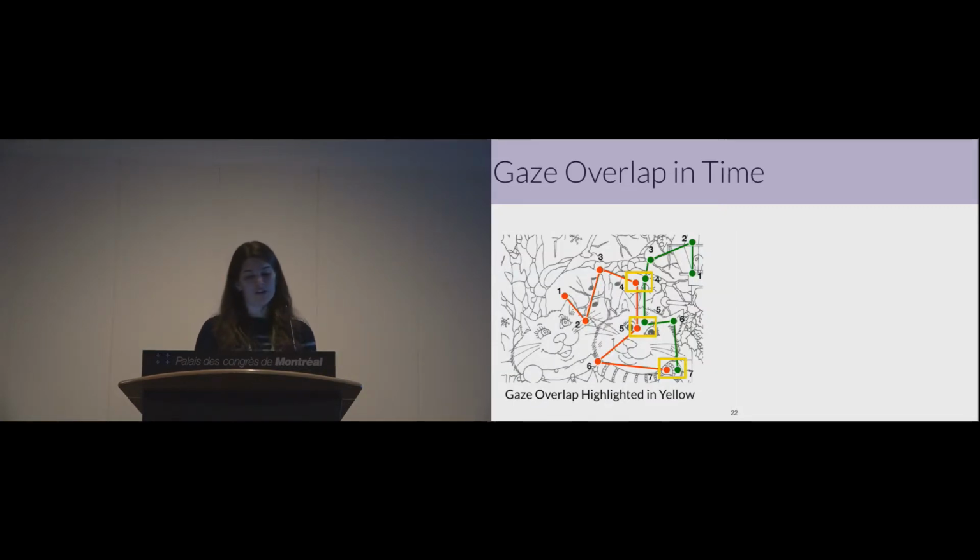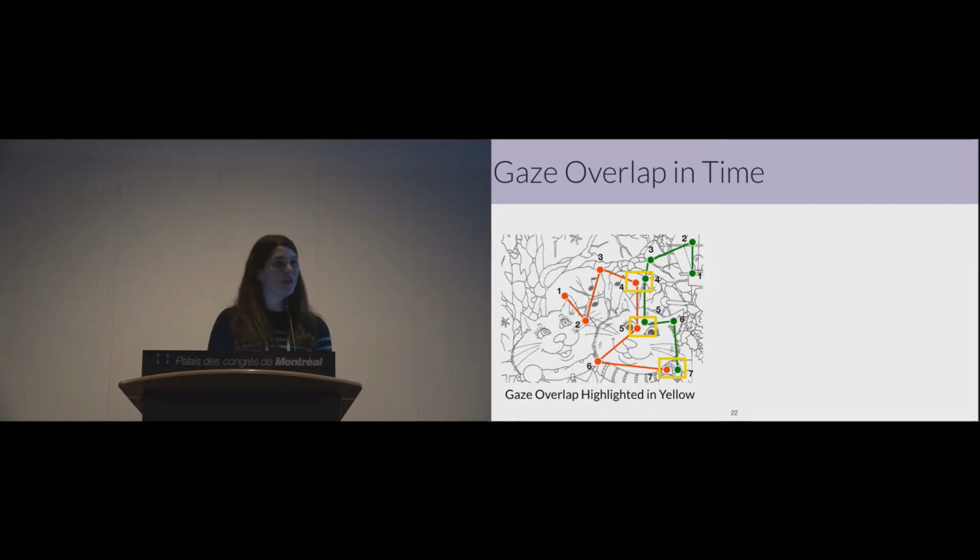But that overall measure of quadrant overlap just captures how pairs divided the visual space, but it doesn't tell us if they were looking together in time or establishing joint attention and looking at the same objects together at the same time. So to look at how pairs searched together, we calculated how often they spent looking at the same point at the same time.